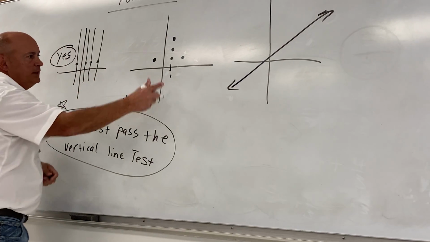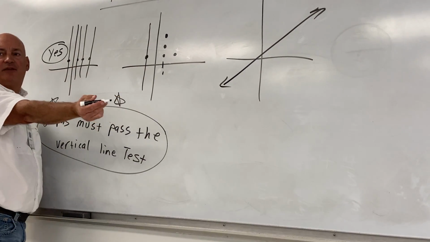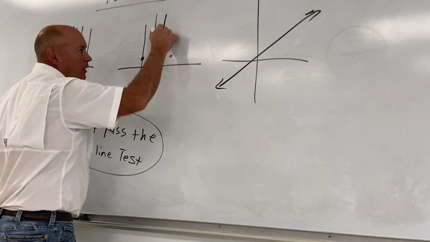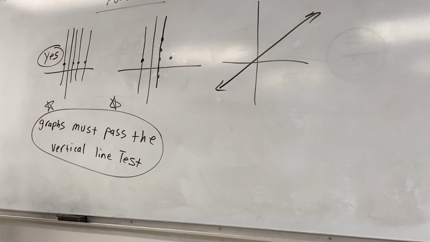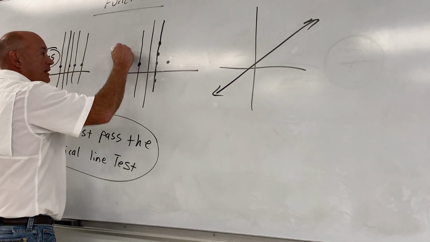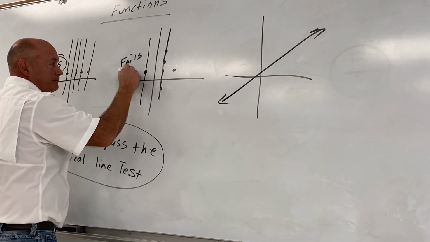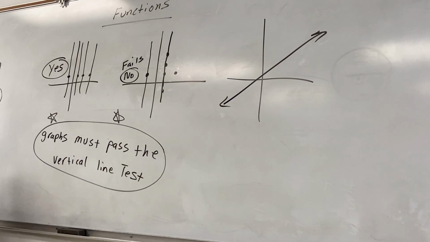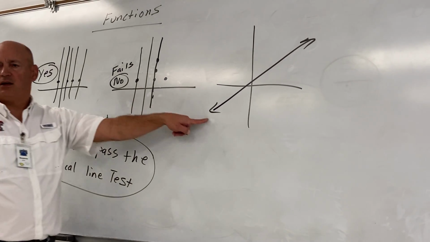Let's go to this one. How many boyfriends does this girl have? 1. But let's go to the next girl. How many boyfriends does she have? 3. That fails the vertical line test. That's a no, not a function. Does that make sense? What about this one over here?